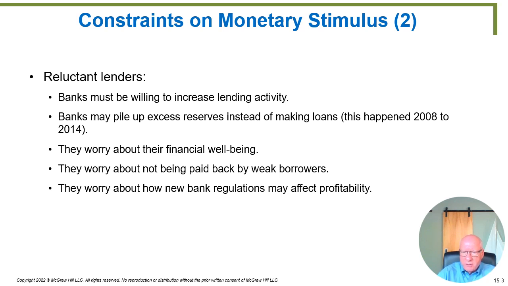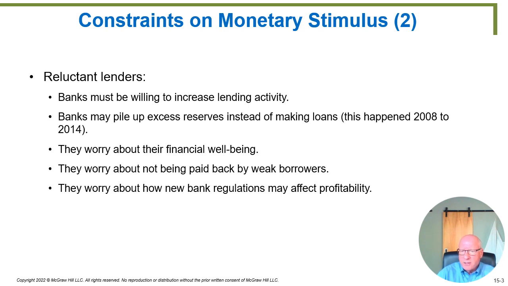So as you can see, the rest of the bullet points: the banks are worried about their own financial well-being because of the fear of their customers defaulting. They're worried about not being paid back by their weak borrowers. And also they're worried about new bank regulations. So all of these things, especially back in 2008 through 2014, caused banks not to follow the script, so to speak, that we normally expect them to do when the Federal Reserve lowers interest rates. So that would be another constraint.